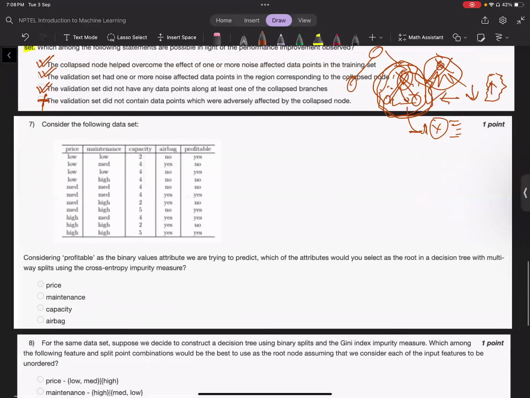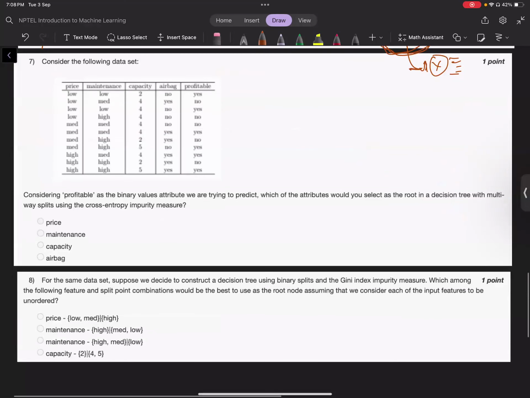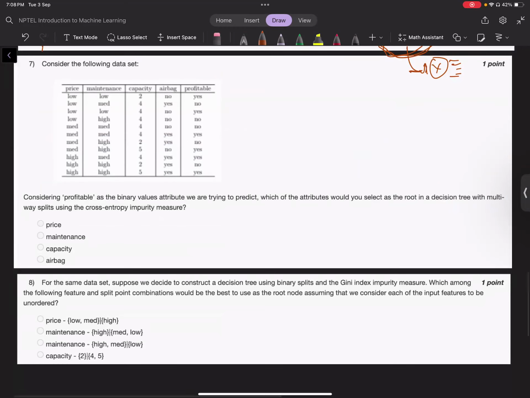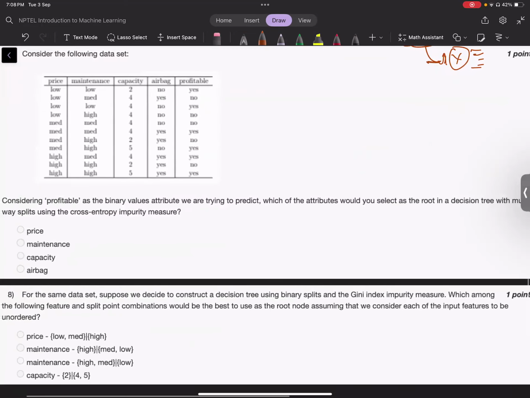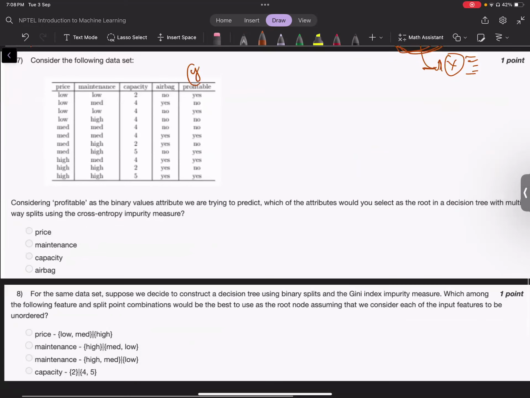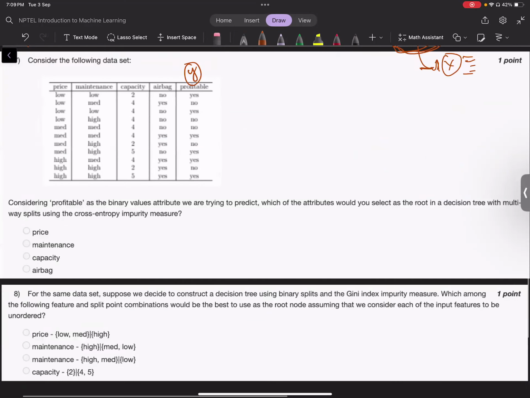Question number 7. If you have any doubt on question number 7 and 8, they are on the same data set. It is saying: consider the following data set, and consider the profitability, that is the final column, as the binary values. It's a binary classification problem. Binary values attribute we're trying to predict, so these are y. Which of the attributes would you select as the root in a decision tree with multi-way split using the cross entropy impurity measure?